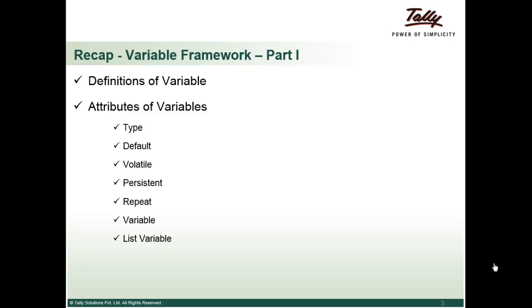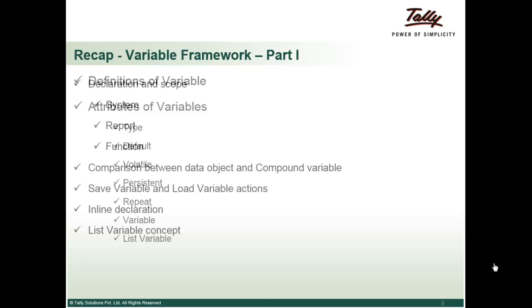The next attribute we saw was attribute variable. If you want to create compound variables, we use the attribute variable and give the variable name. And we also saw how to specify a list variable in a compound variable. We do that with the help of attribute list variable.